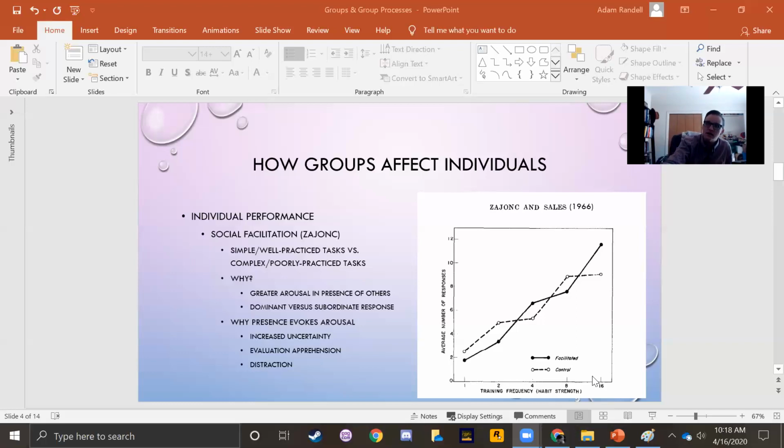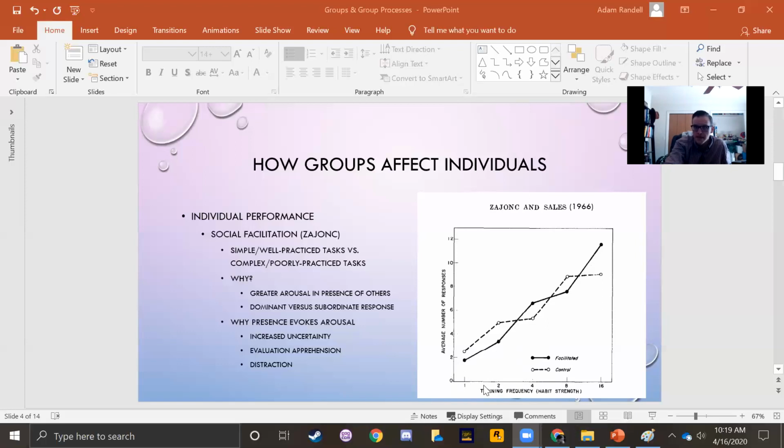And what we see here is that, as the number of times participants were allowed to train each word grows, they get better. They are able to pronounce those words better. But what we want to focus on here, and how we see social facilitation, is in the difference between those two lines.